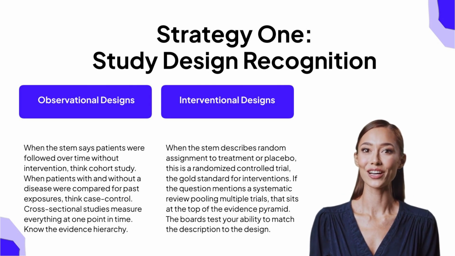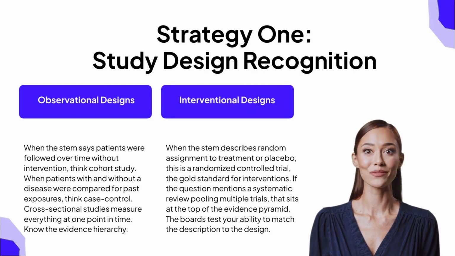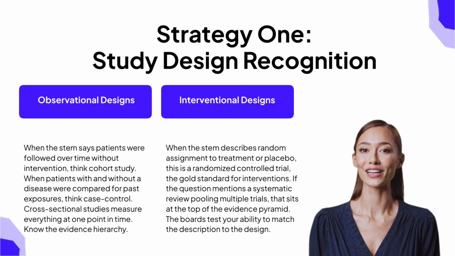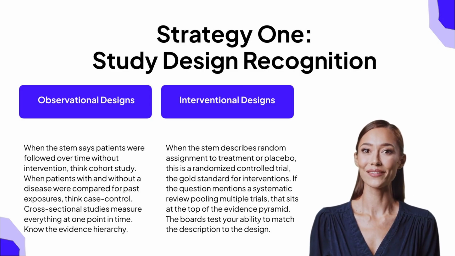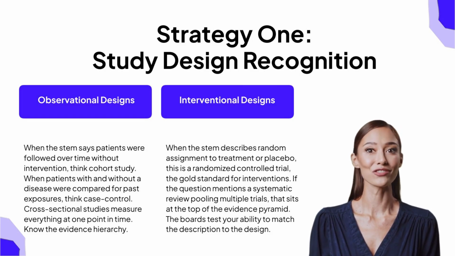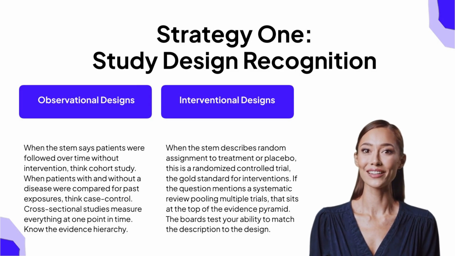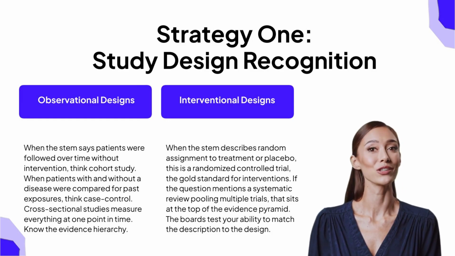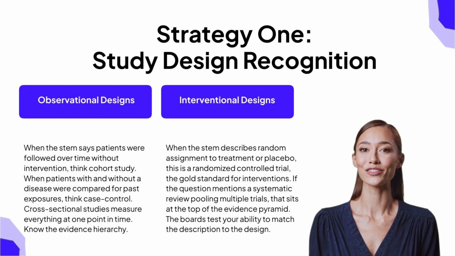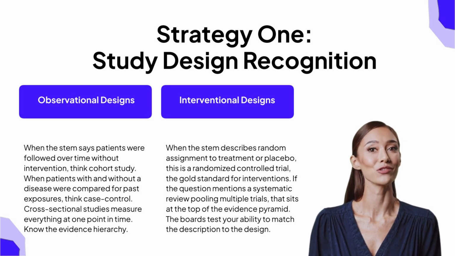For observational designs, if patients are followed over time without intervention, that is a cohort study. If patients with a disease are compared to patients without, looking back at exposures, that is case control. Cross-sectional looks at everything at one point in time. For interventional designs, random assignment to groups means randomized controlled trial, and a systematic review pooling multiple trials sits at the top of the evidence hierarchy. The boards love testing whether you can match the description to the correct design. Review the epidemiology sections of your study resources for the full breakdown of each study type.